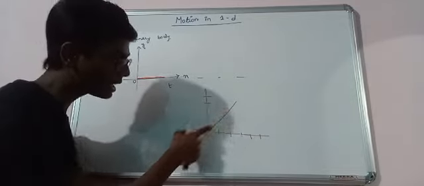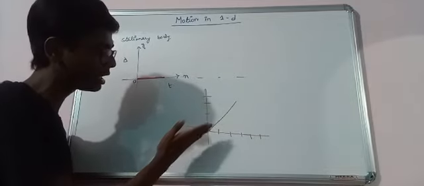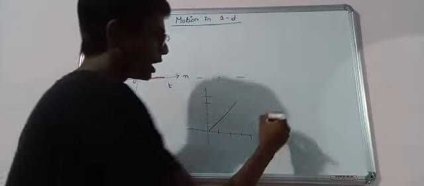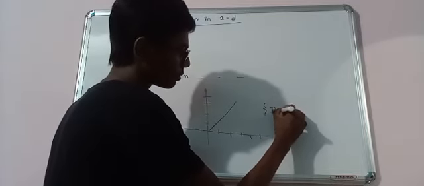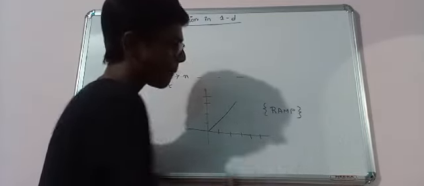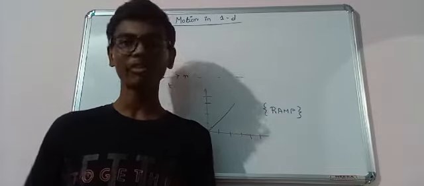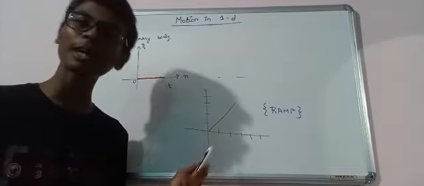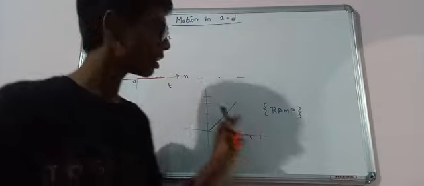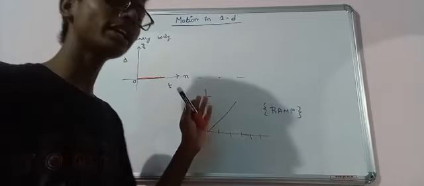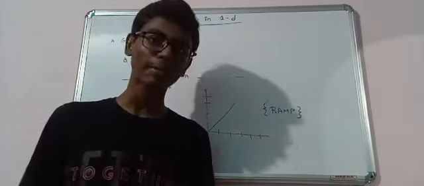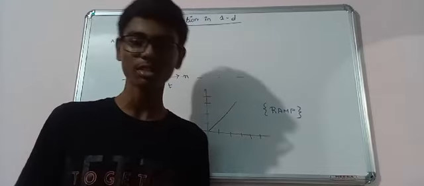And this particular shape of the graph is called a ramp. Ramp itself does not have any big definition, but this particular shape is called a ramp. So equal distance or equal displacement in equal interval of time means constant velocity or constant speed.